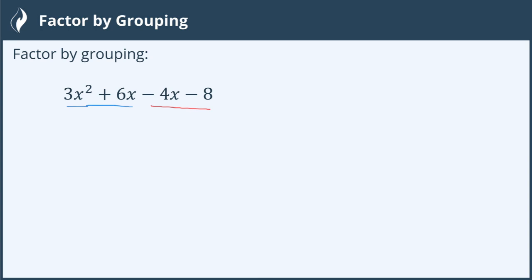So let's take a look at the first group, or the binomial underlined in blue. We're going to look for a greatest common factor. What I notice is the coefficients are 3 and 6. 3 goes into both 3 and 6. This makes 3 the greatest common factor of the coefficients. Next, we'll look at the variable, x squared and x. The greatest thing they have in common is a single x.